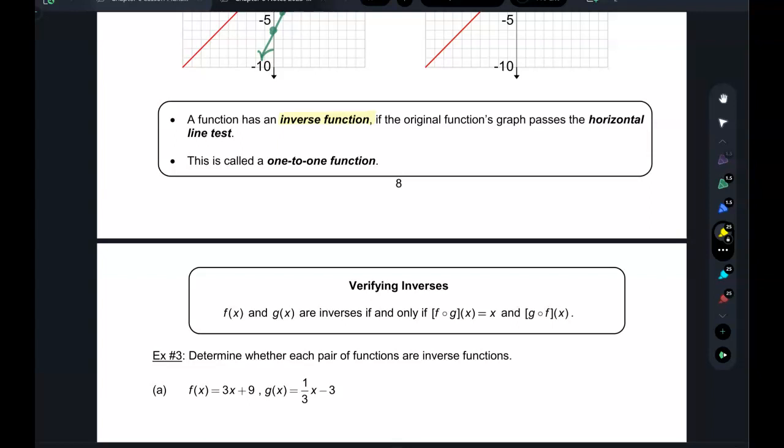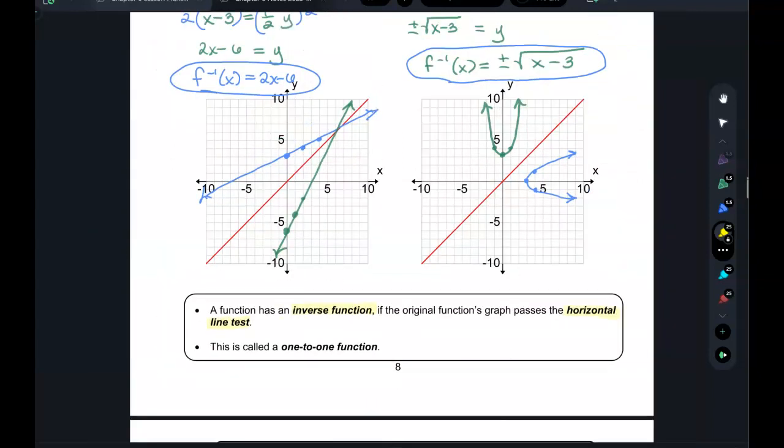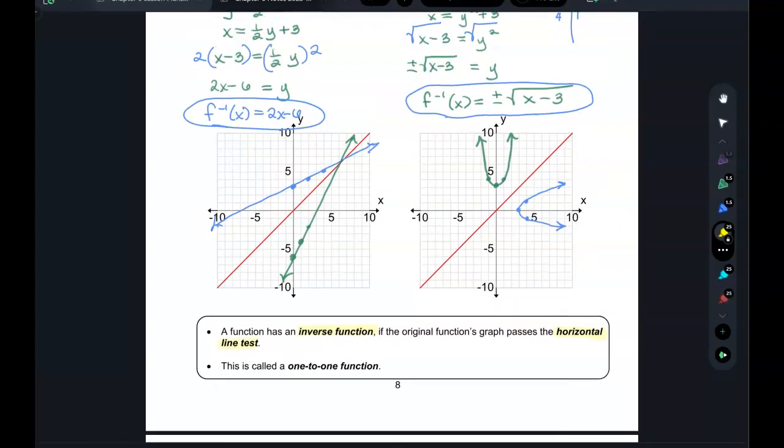All right. How do we know if something is a function? Do you remember, if it passes the vertical line test? Okay, this passes the vertical line test, but does this one? No. So this technically is not a function. It's the inverse of this, but it's not technically an inverse.